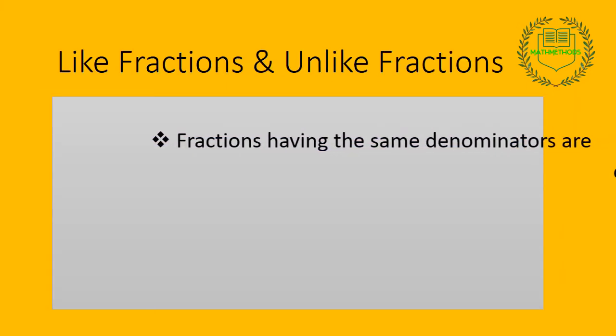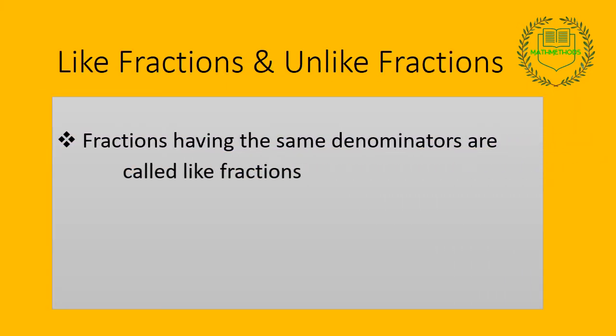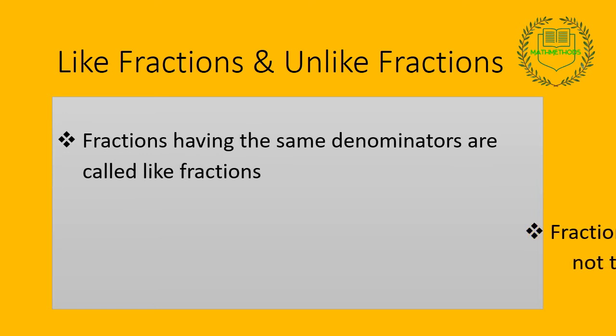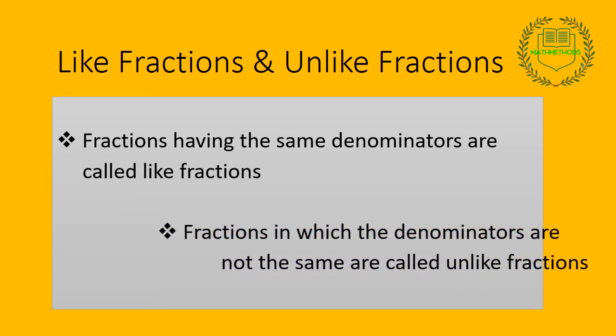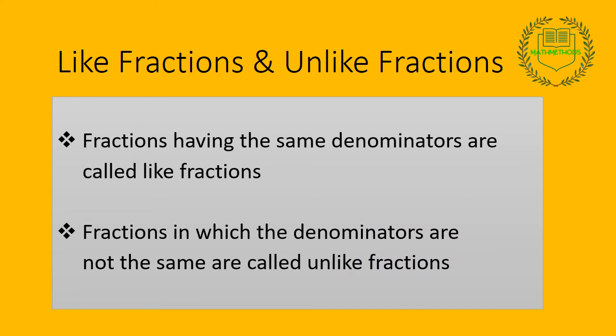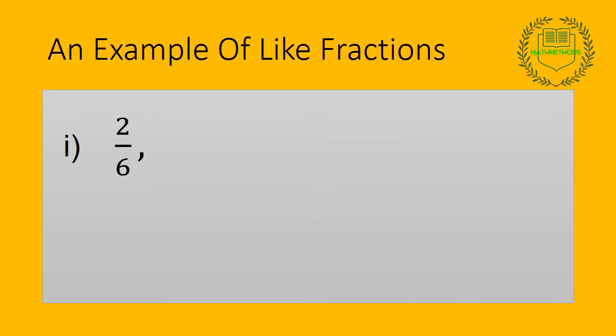As you know, fractions with the same denominators are called like fractions, and those fractions where the denominators are not the same are called unlike fractions. For example, 2 upon 6, 7 upon 6, 5 upon 6 and 3 upon 6.